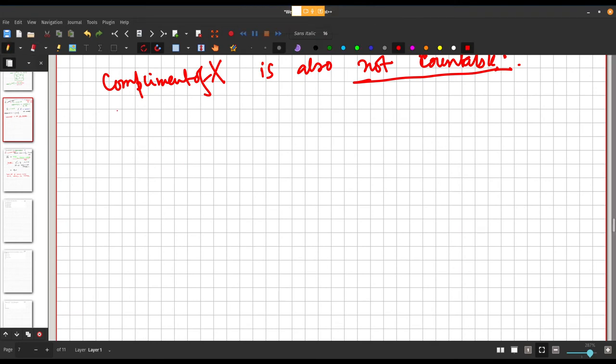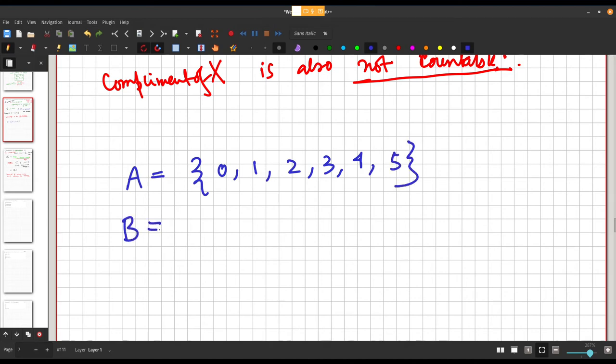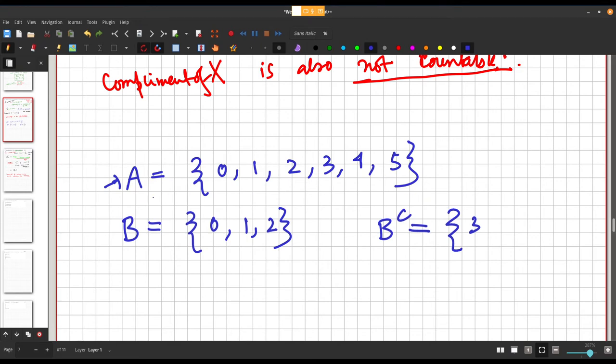So let me do it with an easy example. Let us consider a set A where the elements are 0, 1, 2, 3, 4, and 5. And let us consider another set B, which is defined as 0, 1, and 2. So what will be the complement of B if A is taken as the universal set? It will be the elements which are present in A but not present in B. So this will be 3, 4, and 5. I hope this definition is clear to you.